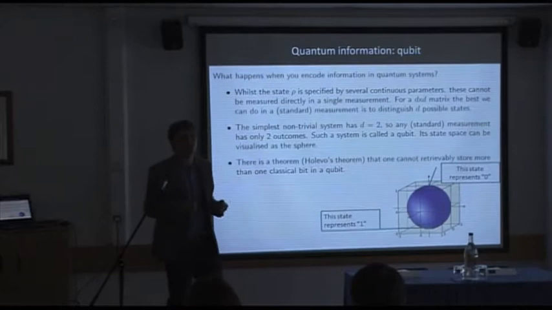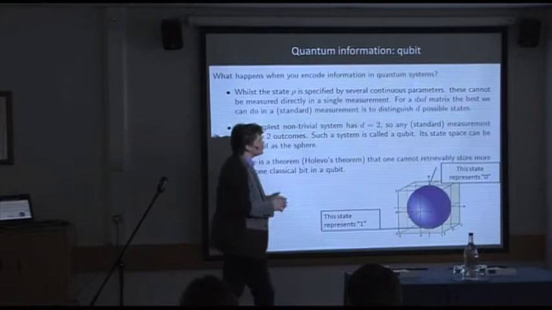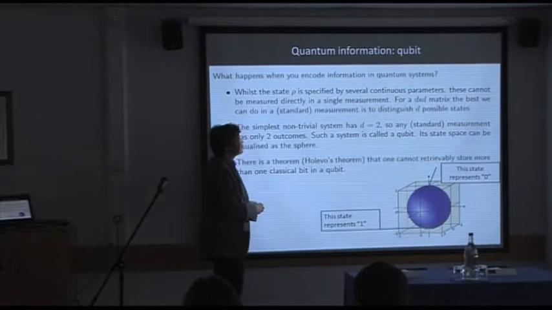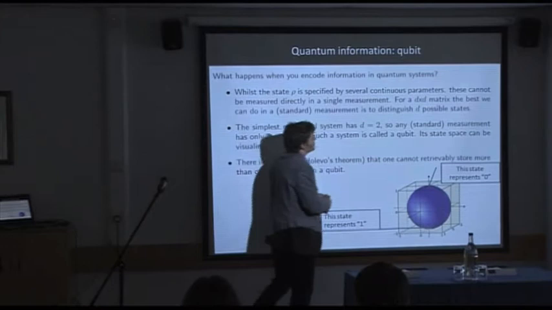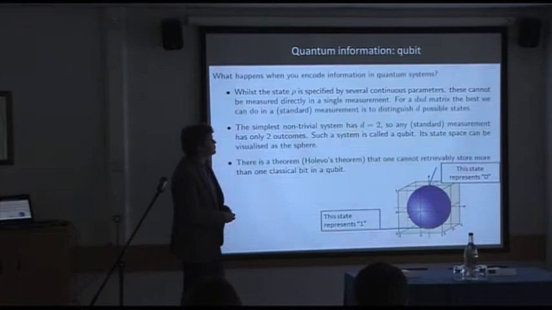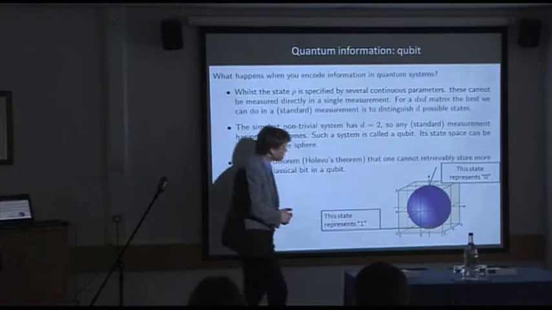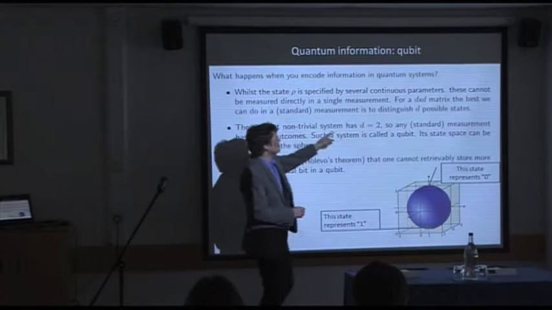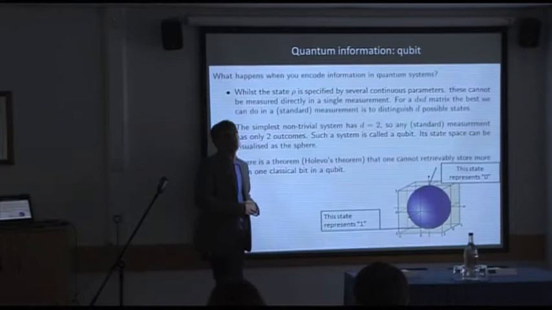But no, what happens is that when we do a measurement, we cannot directly see these numbers because they are basically encoding the probabilities of outcomes. And if we have, for example, a D by D state matrix, then the best we can do is to distinguish D possible states. So for example, the simplest non-trivial system has D equals 2. And this is what's called a qubit, because there are two states that you can distinguish, just like the classical bit.